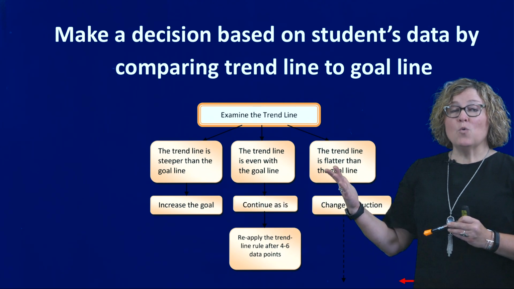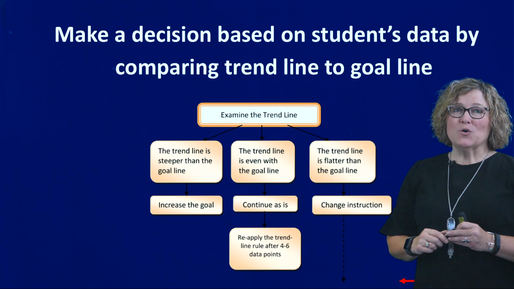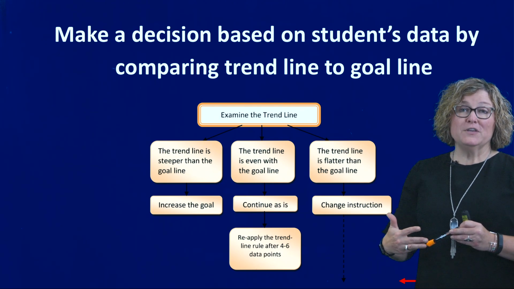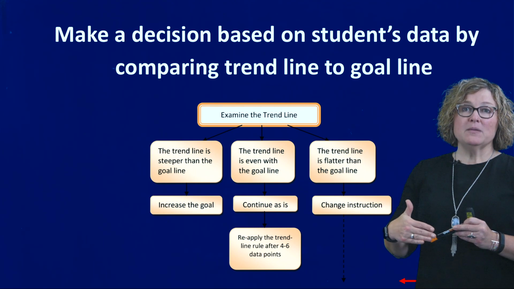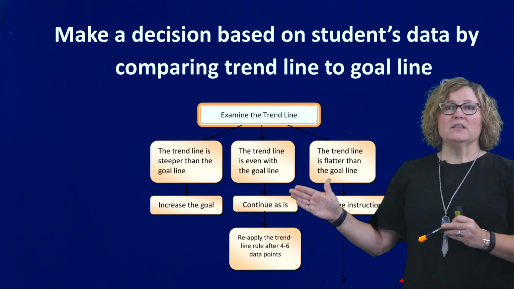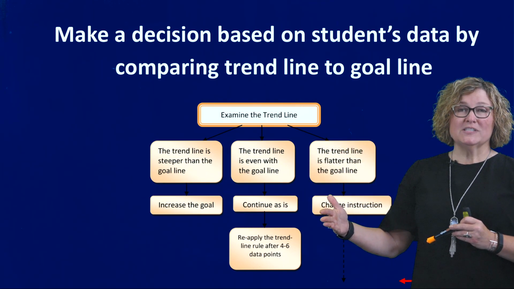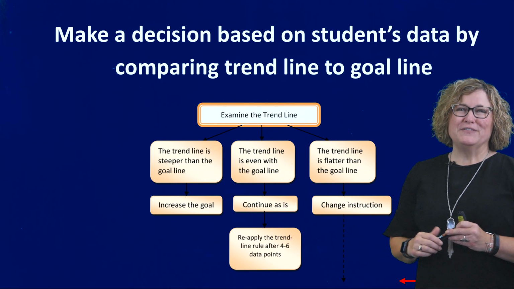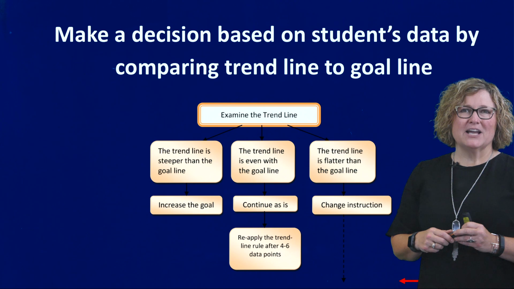Now, an aside to this is that we don't want to raise the goal too quickly before we feel like the student is really stable and on track. So it may be that we collect 2 cycles of data where the trend line is steeper than the goal. And then at that point, after 2 cycles, we feel really confident that the student is on track. We actually increase the goal at that time.